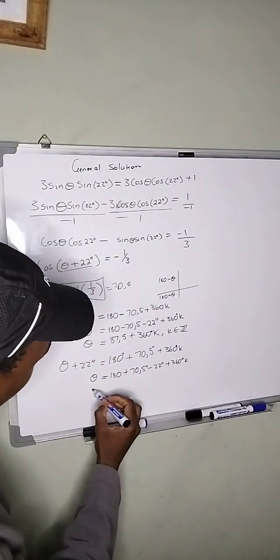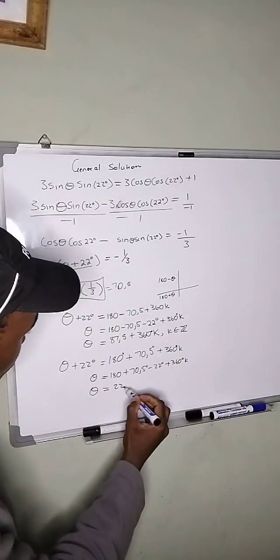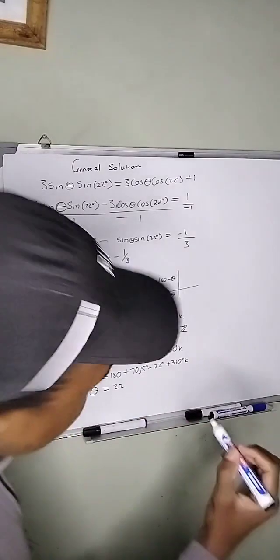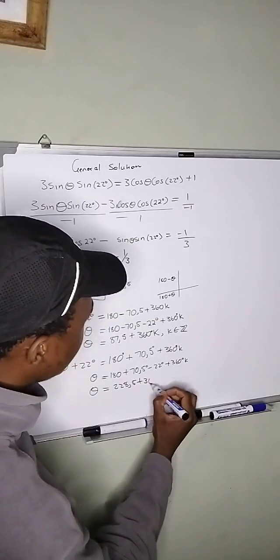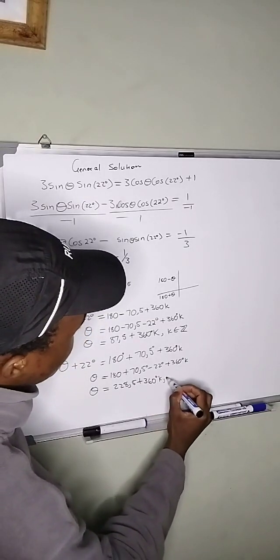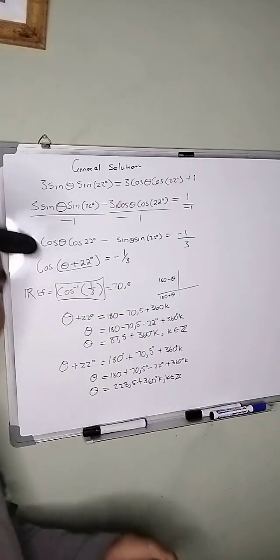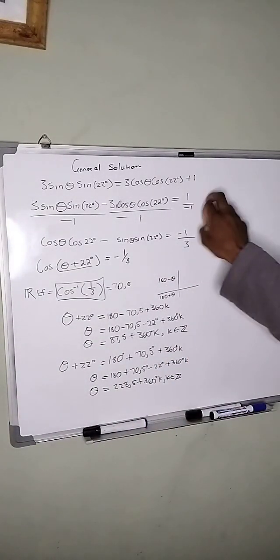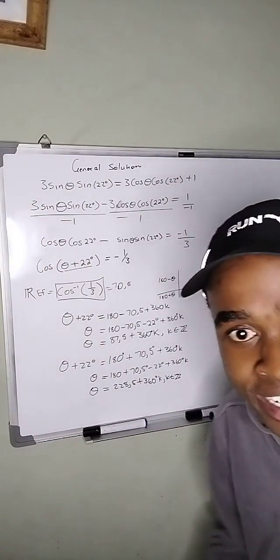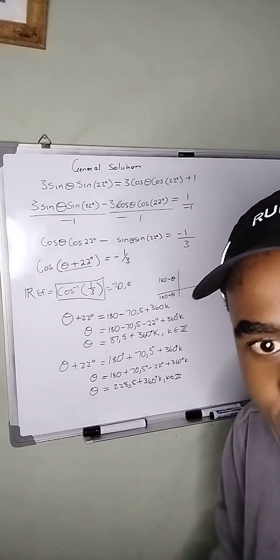All right, thank you very much for the solution. This is going to be equal to 228,5 plus 360k, and k is an element of integers. These are the two solutions that we got for this equation. Is that clear, guys? Are we clear with everything? Are we happy?